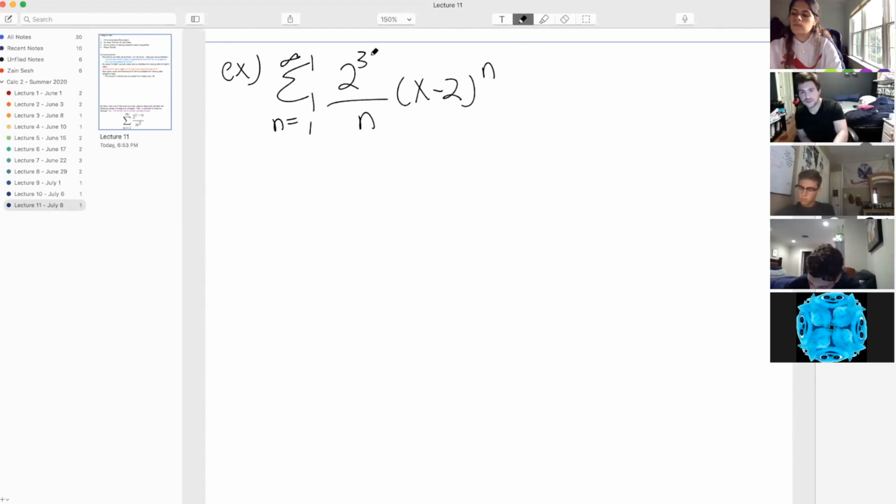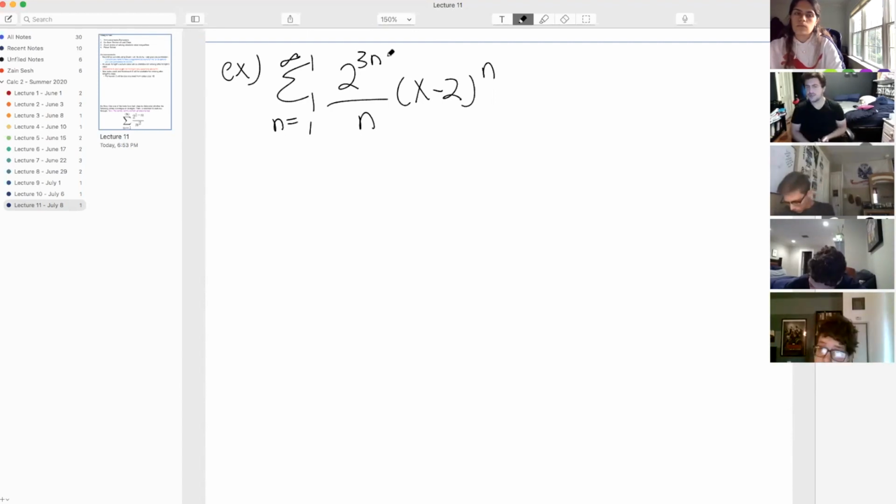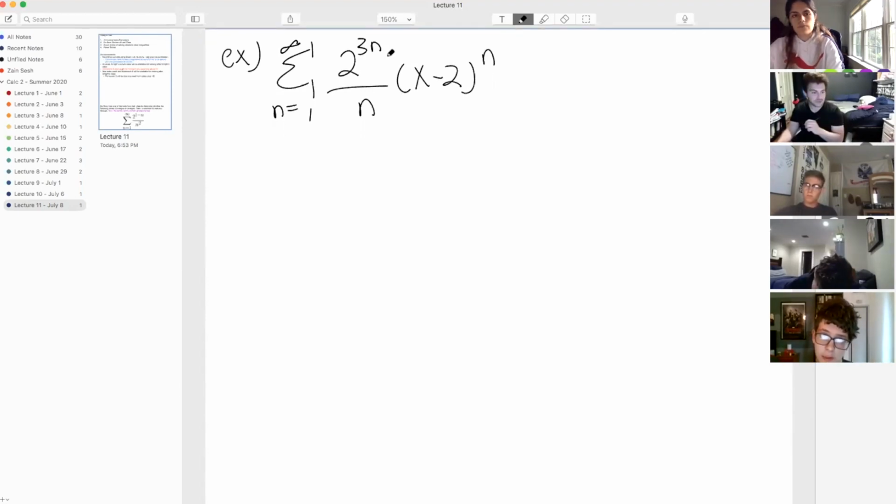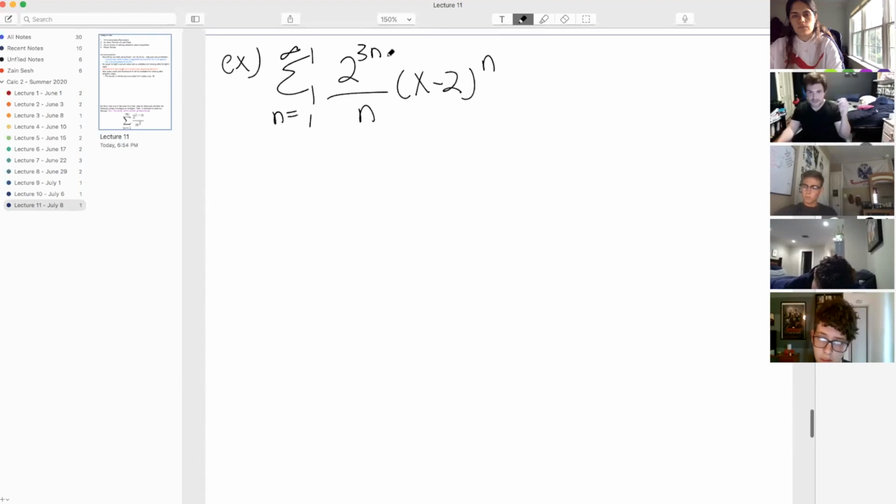So 2 to the 3n power. All right, and we're starting the sum at n equals 1 because if we started it at n equals 0, it would cause division by 0, which is not allowed. So that's why we started at n equals 1. All right, so it's the same thing as before. We just have to set up this limit L.